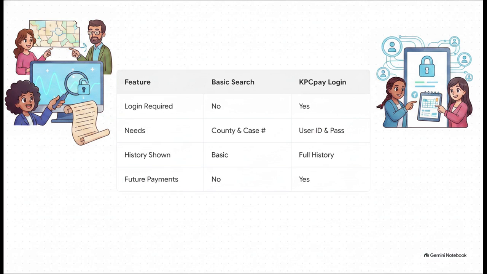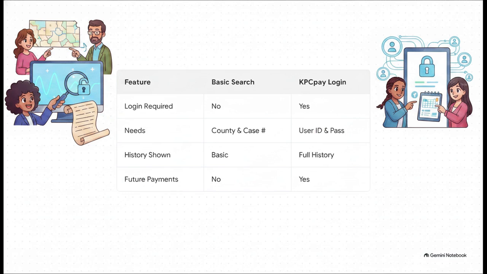Let's say you just need a super quick printout, or maybe a lawyer needs to verify a specific record. They can just use the basic record search right on the homepage. It requires absolutely zero login. You just pick the county name from a dropdown and type in the court order number. Boom, fast and accessible.